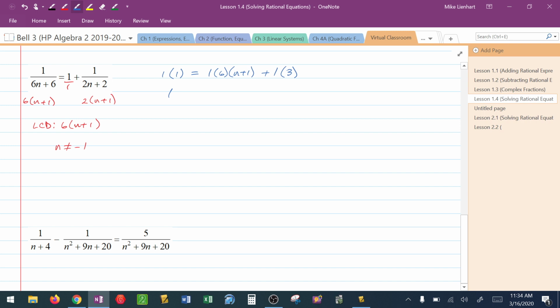All right, so let's clean this up. I have 1 equals 6n plus 6 plus 3. Or 1 equals, combine like terms, 6n plus 9. Subtract 9. Negative 8 is 6n. Divide. And I get n is negative 8 over 6. But of course, I want to simplify that to n is equal to negative 4 thirds. All right, there's my solution.